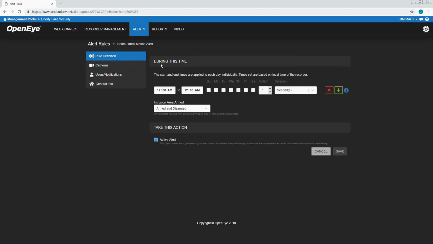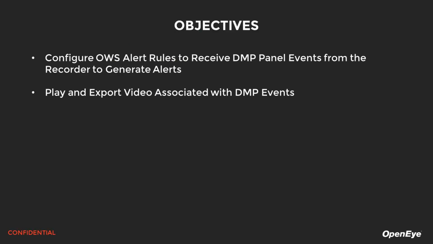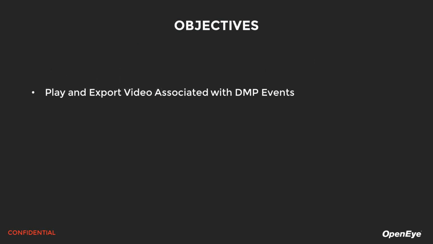Now again, pretty easy here. We're just going to set the time and the days and the amount of seconds that the motion has to occur for. But here's the new magic. I can send that alert no matter what state the panel is in, if the panel is in an armed state only, or if the panel is in a disarmed state only. The key point is that the OWS Alerts engine can be automatically engaged based on the arming status of the DMP panel. With the OWS alert rules properly set up, let's review how to play and export video associated with the DMP events.